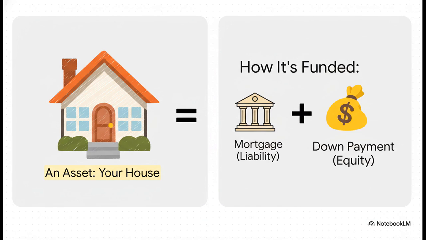Let's make this crystal clear with an analogy you already know. Think about buying a house. The house itself, that's your asset. That big loan you got from the bank, the mortgage, that's your liability. It's what you owe. And that down payment you scrape together from your own savings, that's your equity. See how it works? Your asset, the house, is perfectly balanced by what you owe plus what you put in. This exact same logic applies to any company on the planet, no matter how big.